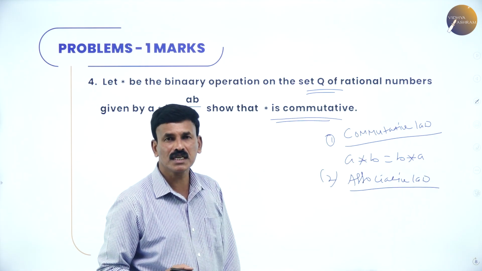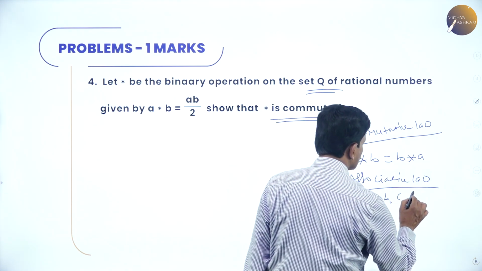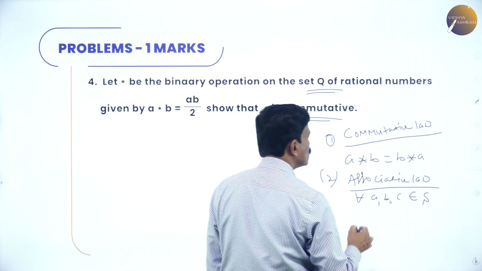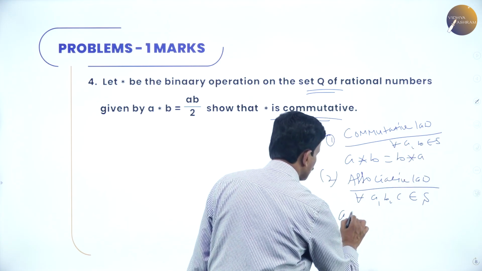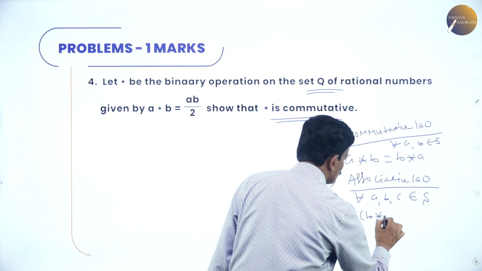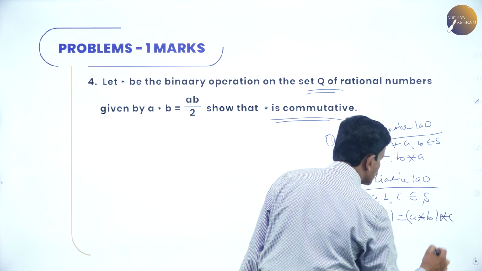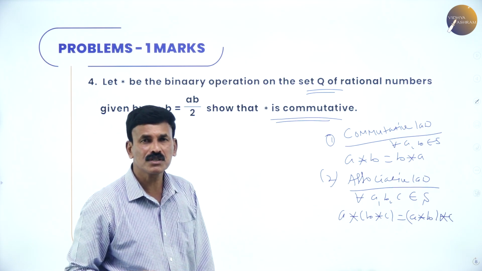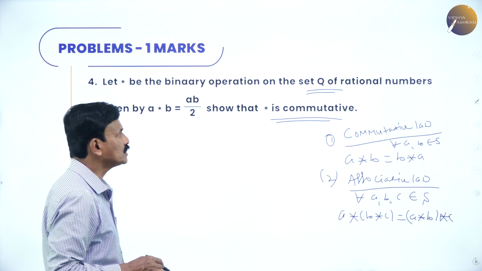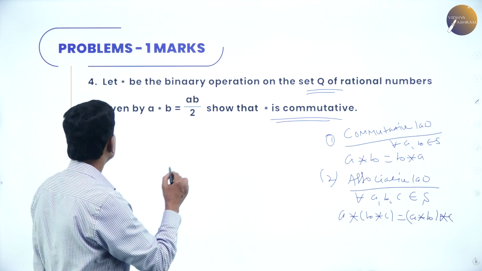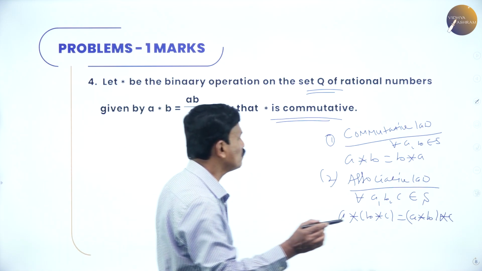Associative law: for all a, b, c belonging to the set, if (a star b) star c is equal to a star (b star c), then star is called associative. Now what is the problem given? Let's start with the binary operation on the set of rational numbers given by a star b is equal to ab by 2. Show that star is commutative.